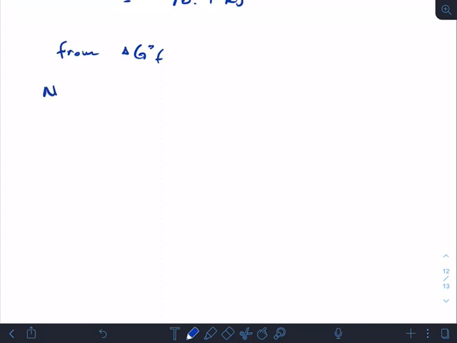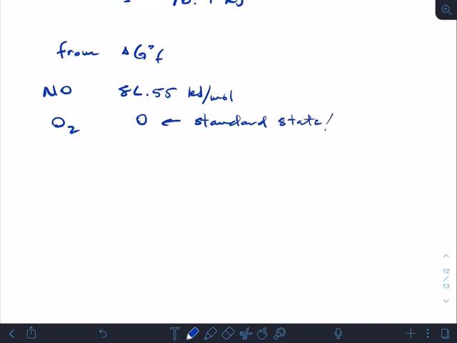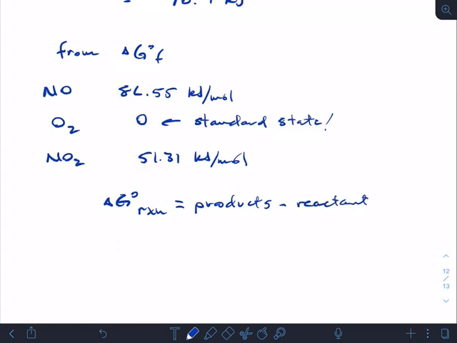Okay? So let's say that we don't have delta H or delta S. Right? So let's approach that problem again and use the free energy of formations. Delta G of formations. So for NO, we find that that has a value of 86.55 kilojoules per mole. O2 is 0 because the delta G of formation for a standard state is 0. And we have NO2, we have a delta G for that of 51.31.